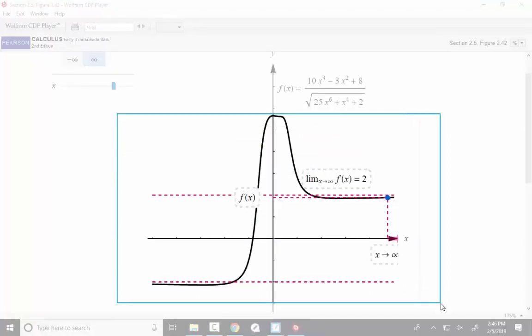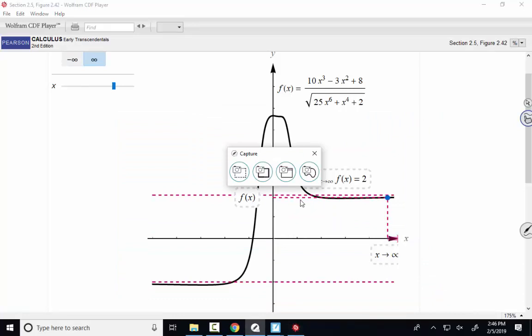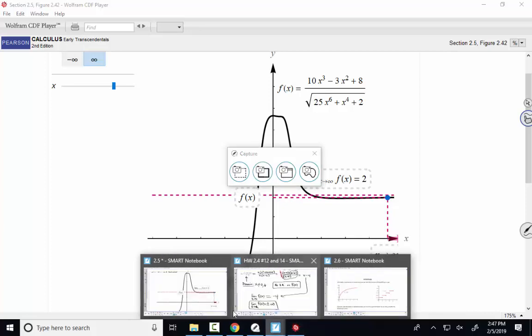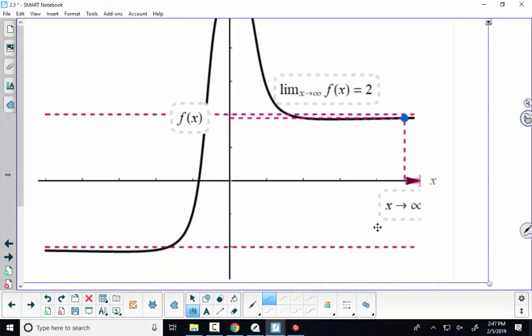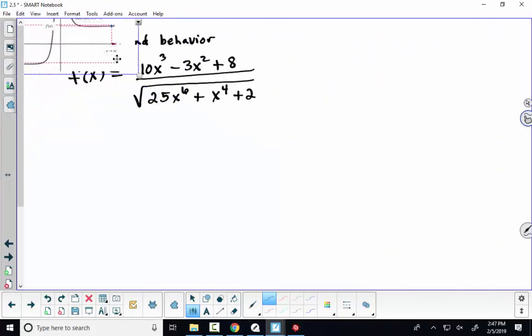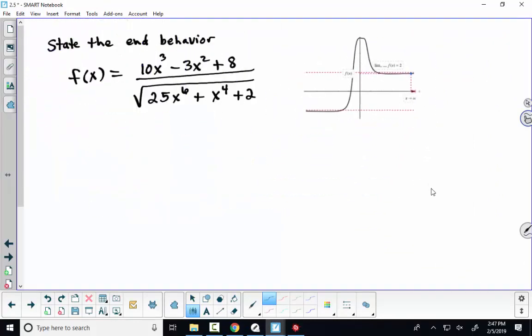Now granted, there's no way for us to know that. We're just pretending that we have some sort of future sight. In reality, we didn't know that. So how do we come up with both of those asymptotes? It says state the end behavior of this function. End behavior means we compute two limits, one at infinity and the other at negative infinity. That's what end behavior means, compute those two limits.